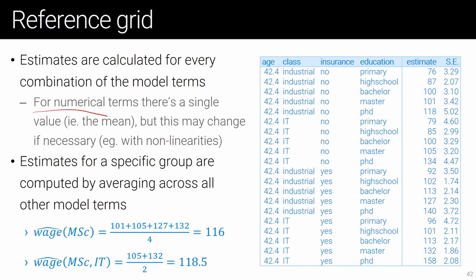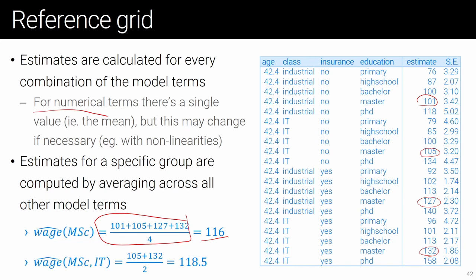For example, if we want to get an estimate for a master's level of education, what we do is average this 101 and this 105 and this 127 and this 132. The answer would be 116. And by doing this, we see clearly that we are assigning the same importance to all these four combinations. We're giving the same importance to industrial no insurance master, to IT no insurance master, to industrial yes master, and to IT yes master. We are enforcing this balance, saying all these are equally important, all these have the same weight in the computation.